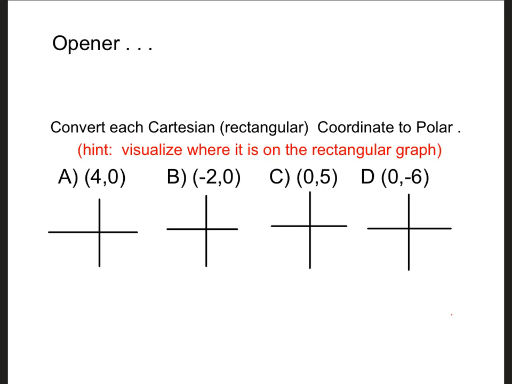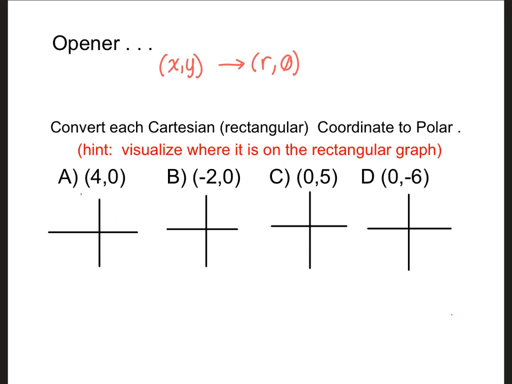Well, welcome back, class. Yesterday we learned how to convert points that were in rectangular form, in other words, points in the form of x, y, into polar form, which would be in the form of r for radius and theta for the angle. So as a quick warm-up, we're going to review the process of going from Cartesian or rectangular points into polar. And I'm going to model the first one for you just as a quick review.